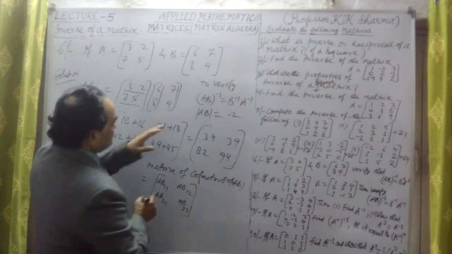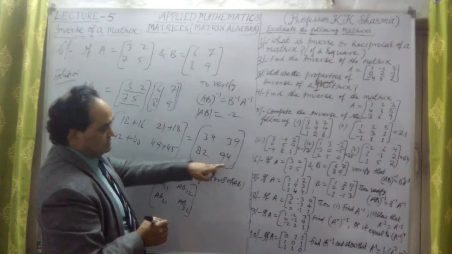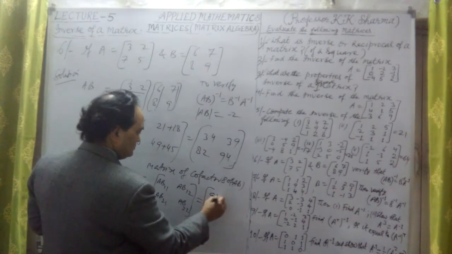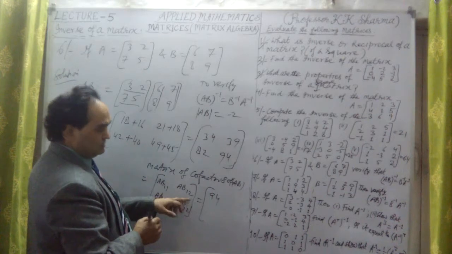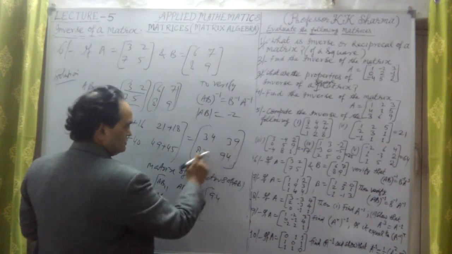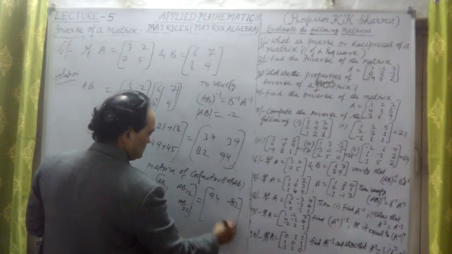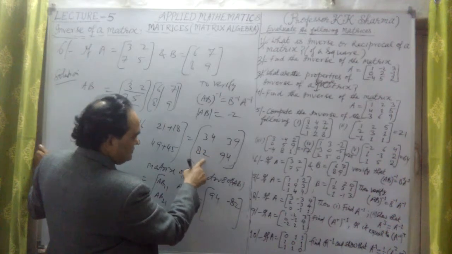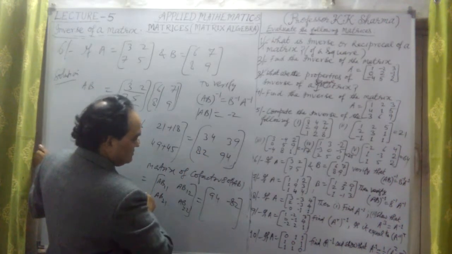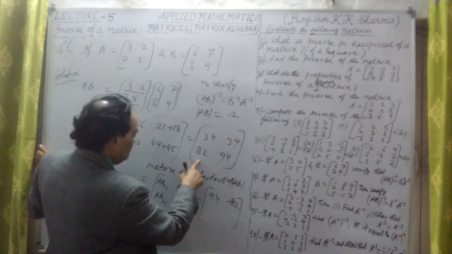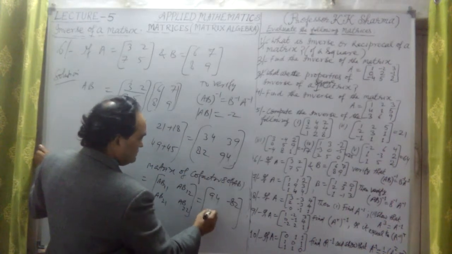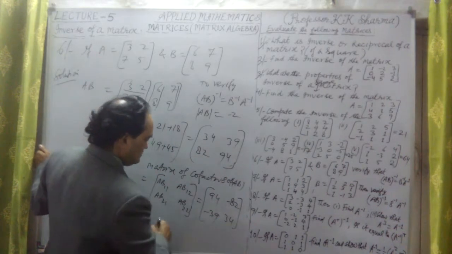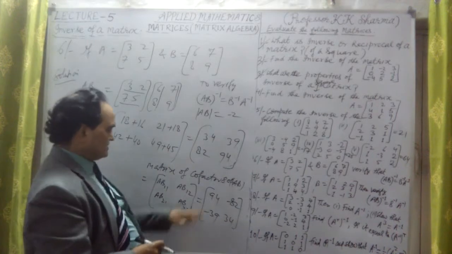So AB11, the determinant of this, is 94, positive. Now AB12 is negative, with this negative sign here, of 82 it is minus 82. Then for 39, since the position is odd, it is minus 39. Then of 94 it is 34. This is the matrix of cofactors.